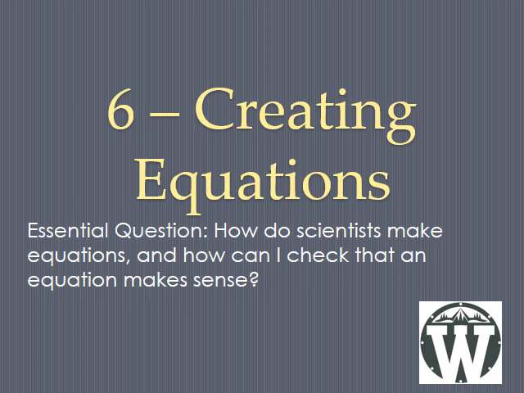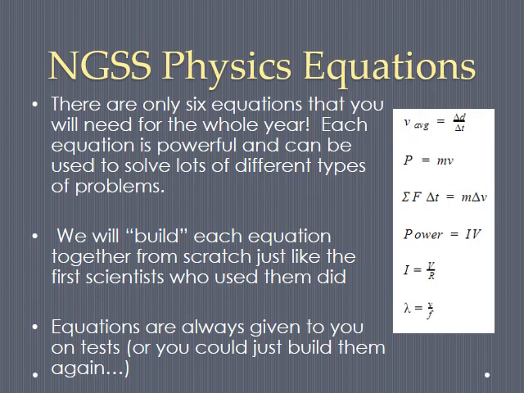The essential question that we're going to be covering today is how do scientists make equations and how can I check that an equation makes sense? There are only 6 main equations that you are going to be using in physics this year. Each of these is really powerful and can be used to solve lots of different types of problems. We can rearrange them to solve for different variables in the equation.